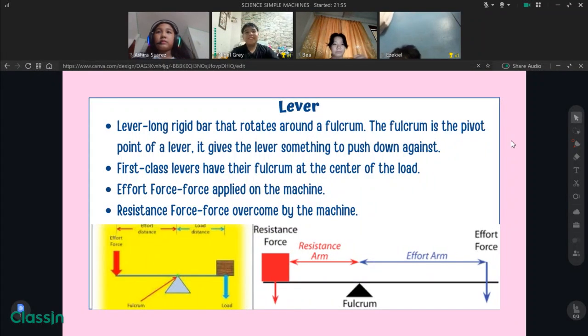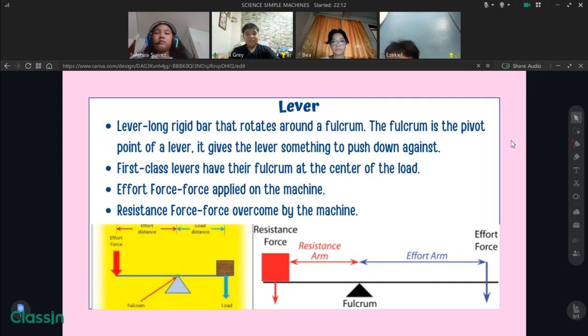Lever. Long rigid bar that rotates around the fulcrum. The fulcrum is the pivot point of a lever. It gives the lever something to push down against. First class levers have their fulcrum at the center of the load.